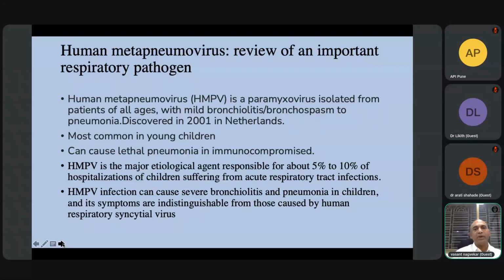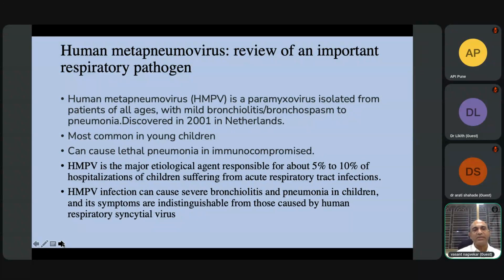Human metapneumovirus, a review of an important respiratory pathogen. Human metapneumovirus, just like the RSV, is equally important. It's a paramyxovirus isolated from patients of all ages with illness ranging from mild bronchiolitis and bronchospasm to pneumonia. It was discovered in 2001 in the Netherlands, but it has been circulating for the last 70 years.